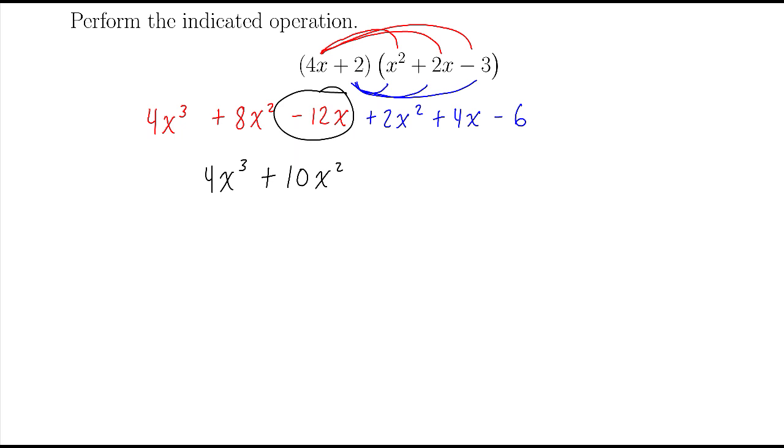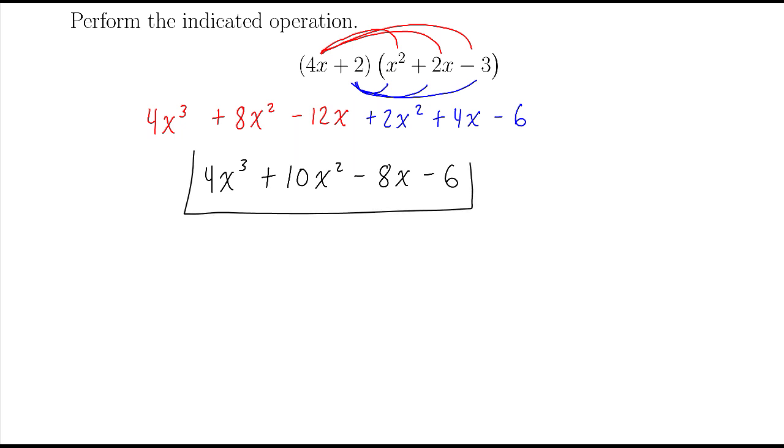Negative 12x plus 4x, those are both x to the first power, so they're like terms. Negative 12 plus 4 is negative 8. So we have negative 8x. And then finally, we look at negative 6. It's the only constant up there, the only term without a variable. So 4x to the third power plus 10x squared minus 8x minus 6. Okay, so that's the expression multiplied out.